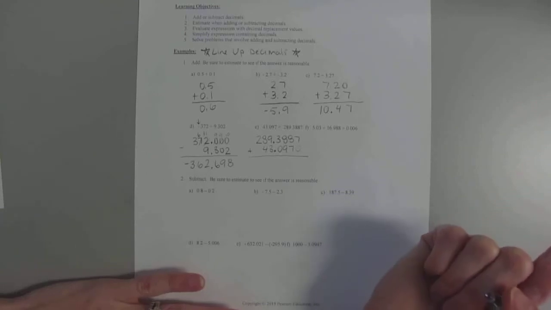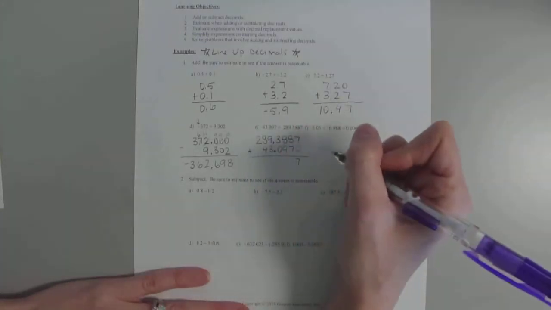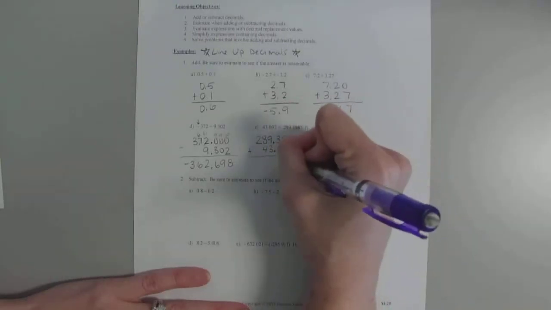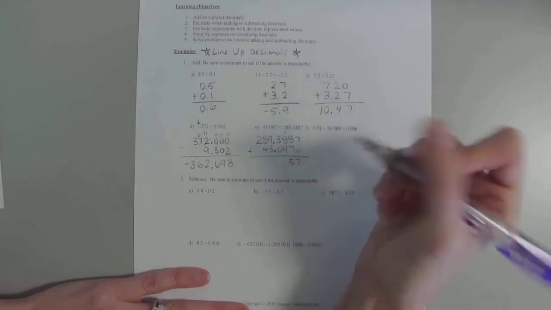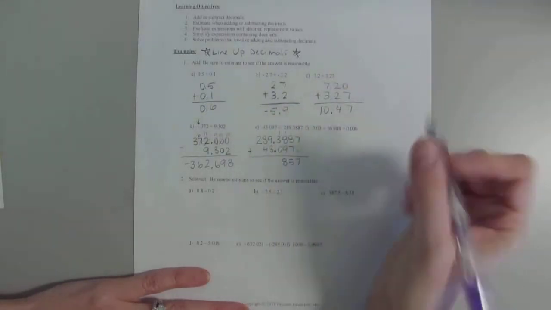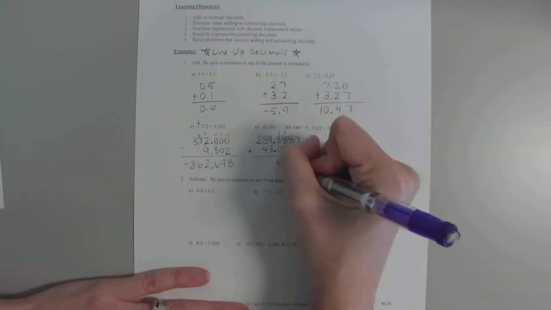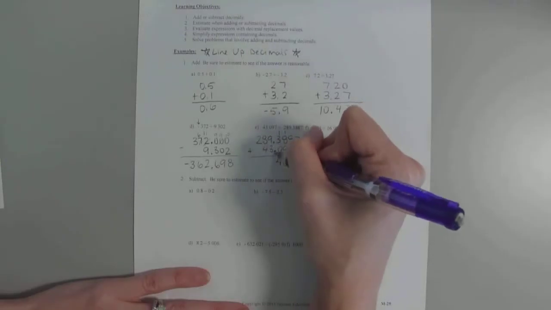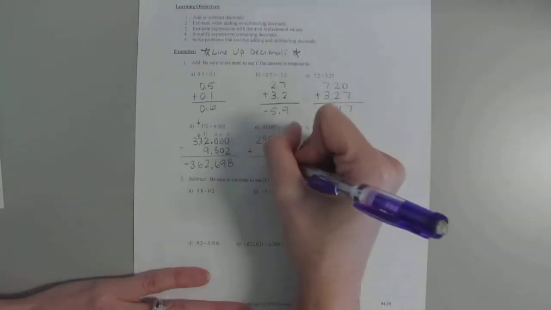All right, what's 7 plus nothing? 7. What's 8 plus 7? 15. So put your 5 down, carry your 1. 1 plus 8 is 9. What's 9 plus 9? 18. So put your 8, carry your 1. What's 1 plus 3? 4. 4 plus nothing? 4. Bring down your decimal point.